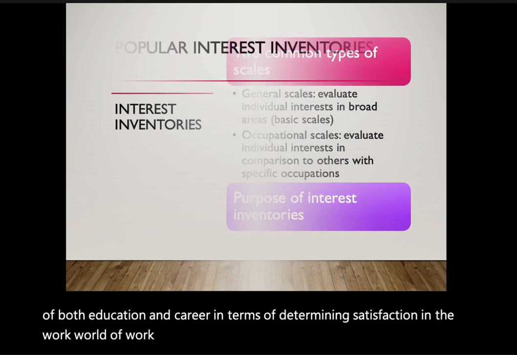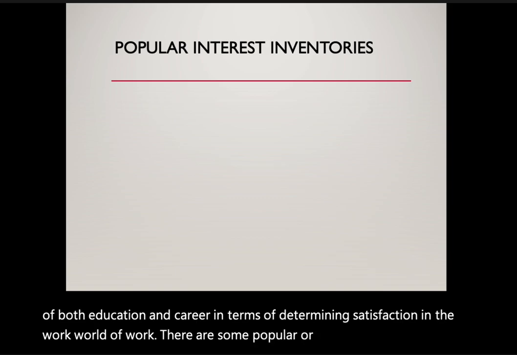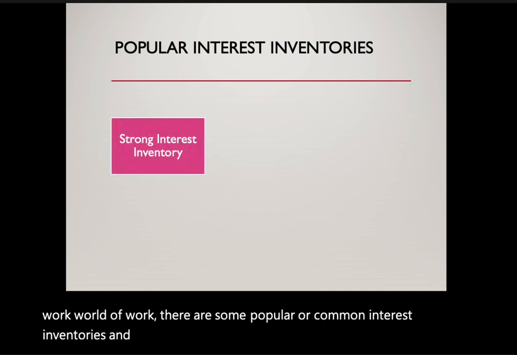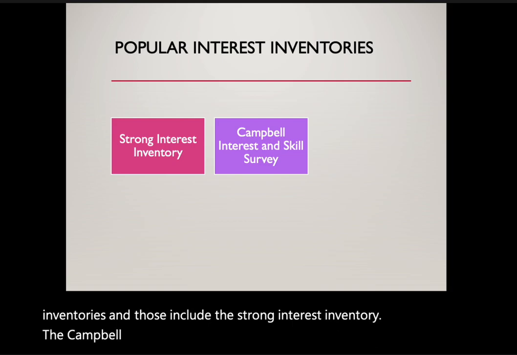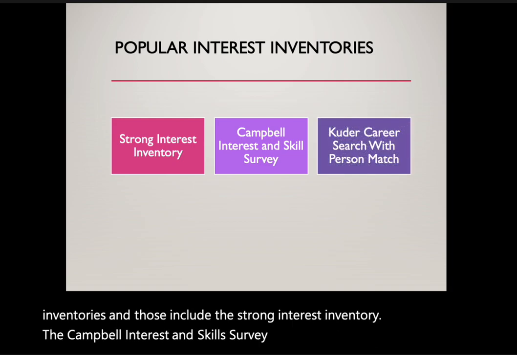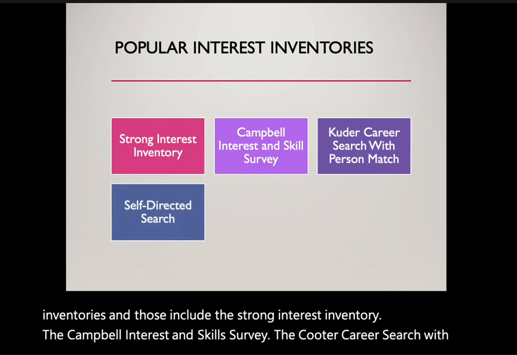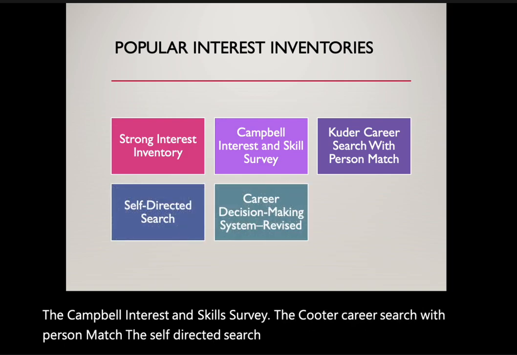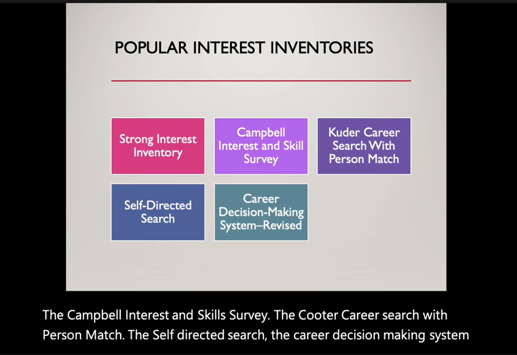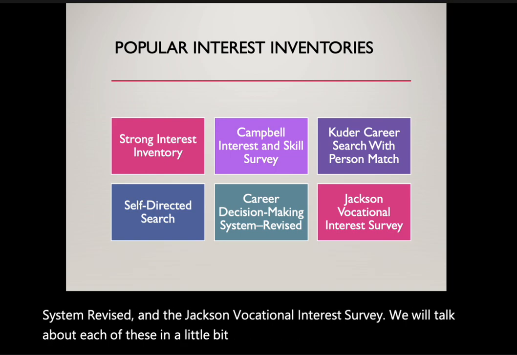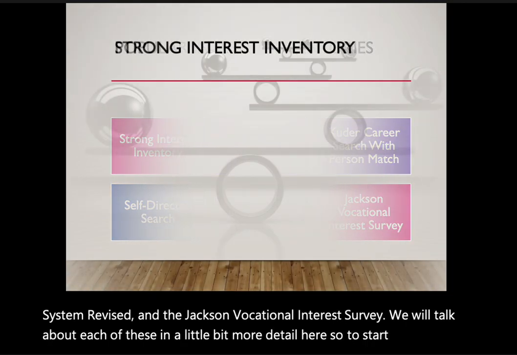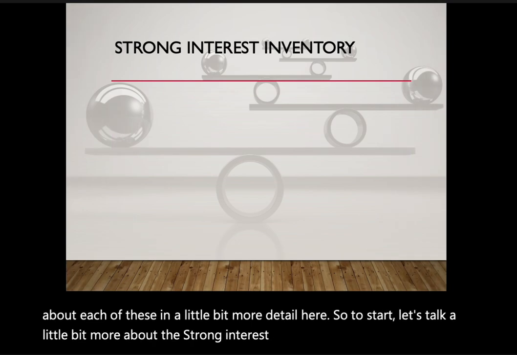There are some popular or common interest inventories, and those include the Strong Interest Inventory, the Campbell Interest and Skills Survey, the Kuder Career Search with Person Match, the Self-Directed Search, the Career Decision Making System Revised, and the Jackson Vocational Interest Survey. We will talk about each of these in a little bit more detail here. So to start, let's talk a little bit more about the Strong Interest Inventory.